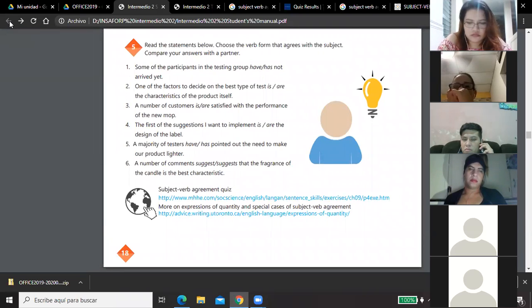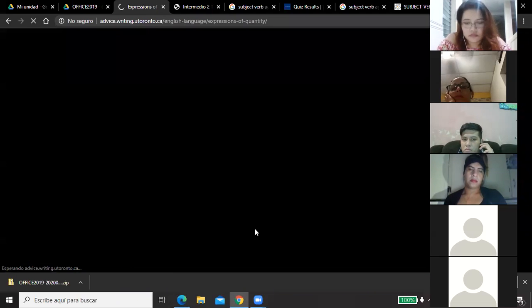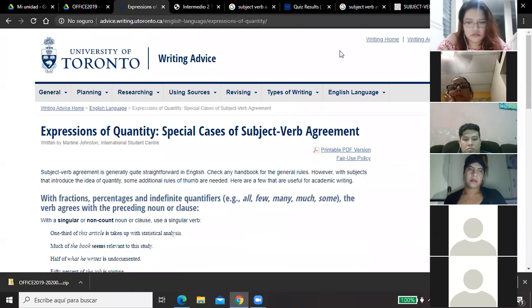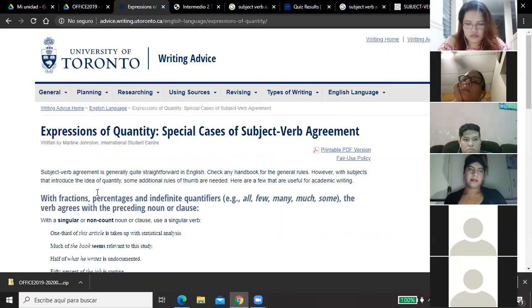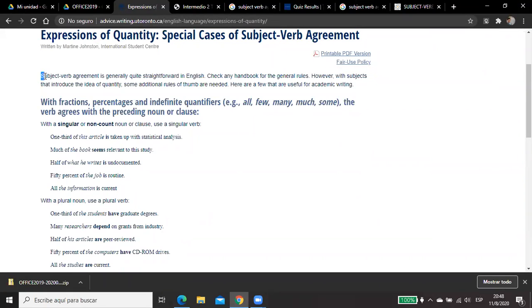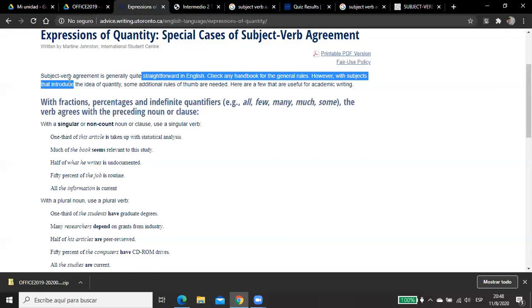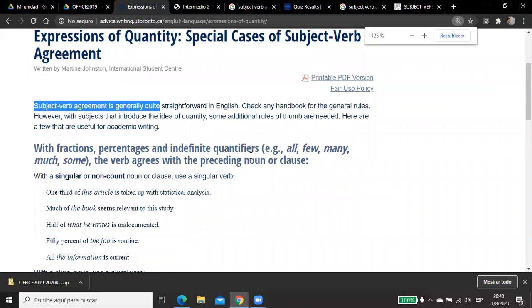And now we are going to look at some other expressions of quantity and special cases that we should know about. All right, so let's read this together. Let's ask Camilla to help us reading about expressions of quantity, special cases. Camilla, can you read it, please? Can you see it on the screen? Yes. Do I have to zoom? Yes, please.